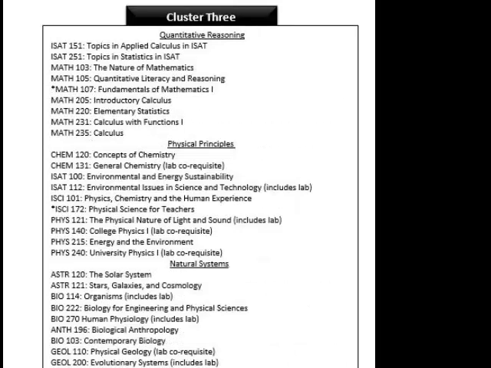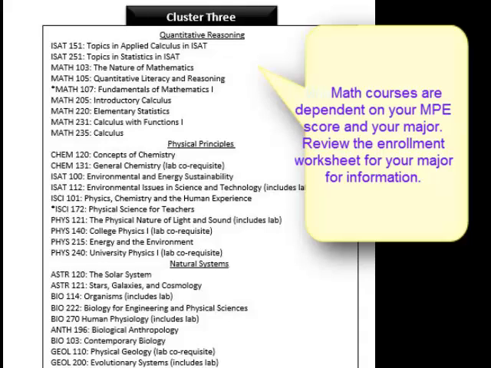Cluster 3 revolves around the natural world. The courses you take in this cluster are heavily dependent upon your major and your math placement exam scores. Many majors will require a specific math area such as calculus or statistics. A few majors do not require a specific math area, so Math 103 is a viable option for students of these majors. You will use your math placement exam scores to determine which level mathematics course you need to begin with at JMU.